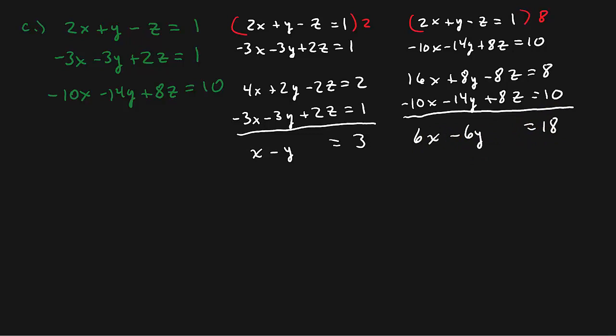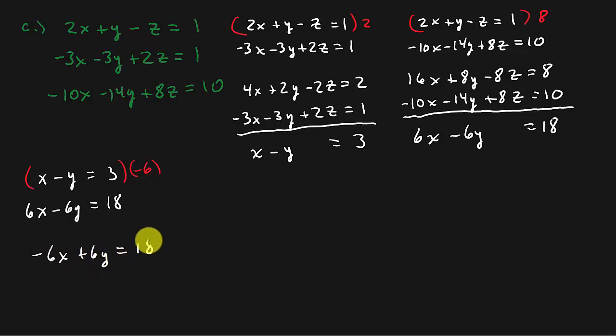All right, so now let's take these two equations and pair them together. So I'm going to get x minus y equals 3. I'm going to get 6x minus 6y equals 18. All right, so let's go ahead and eliminate one of the variables. So let's go ahead and eliminate the x. So I'm going to multiply by negative 6. And so that's going to give me negative 6x plus 6y equals negative 18.